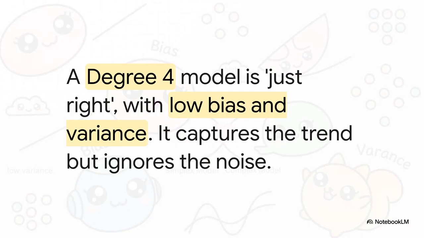And finally, the third bowl. This one is just right. A moderate degree polynomial, like degree 4 in this case, finds that perfect sweet spot. It's complex enough to capture that essential curve, but it's simple enough that it ignores all the distracting random noise. What we're left with is a smooth, clean, generalizable curve.